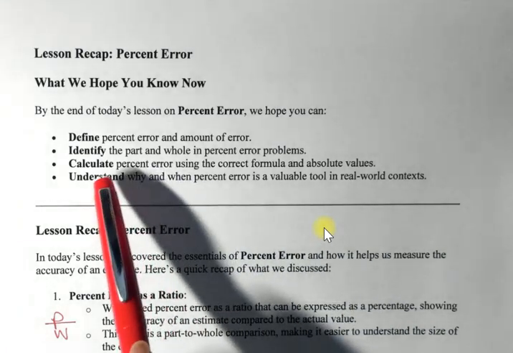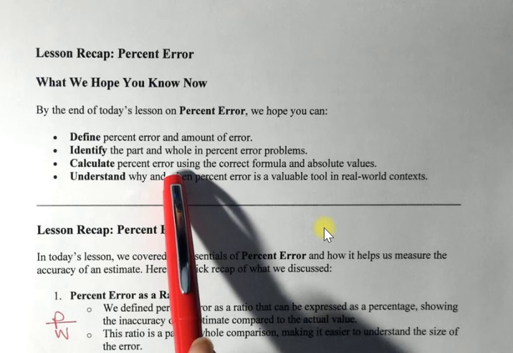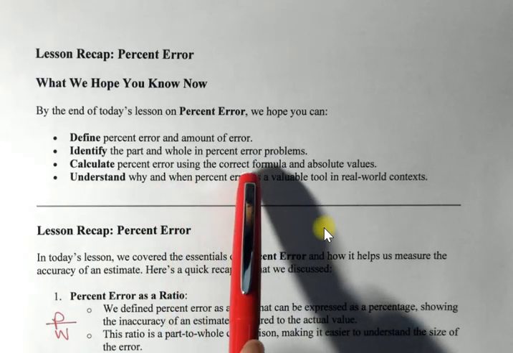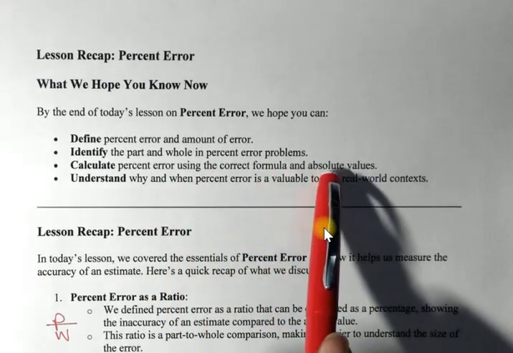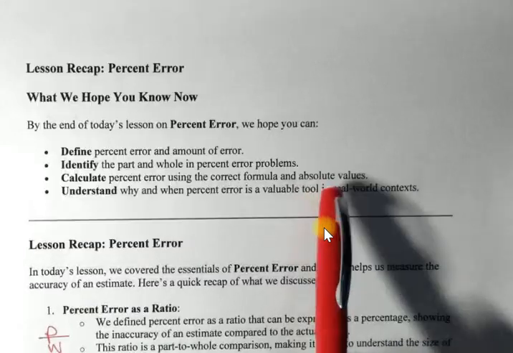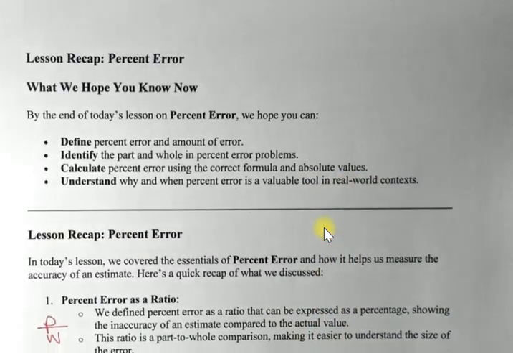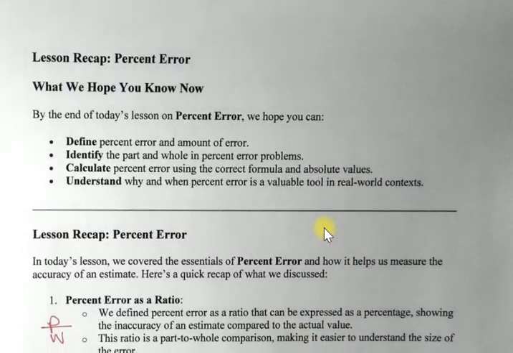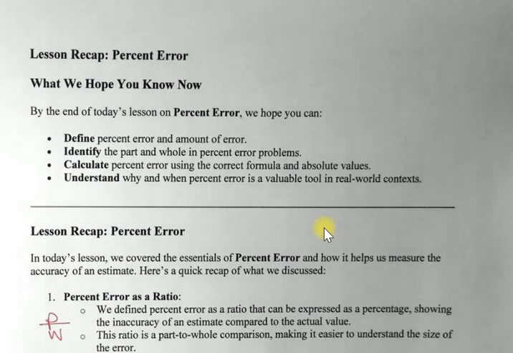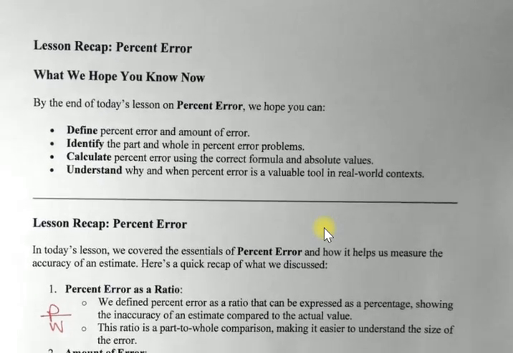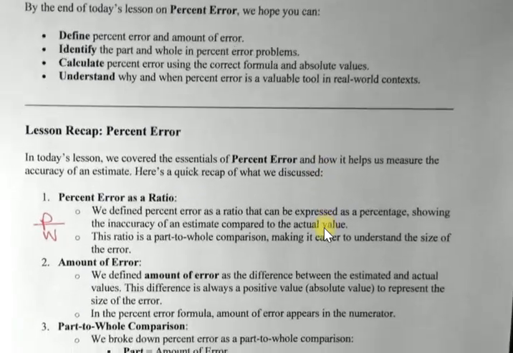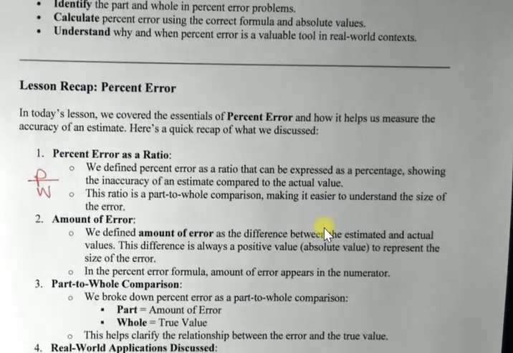You should also be able to calculate our percent error precisely. You should be able to use the right formula. And remember that we do include absolute values when we're talking about our amount of error. And then what we talked about also is some real world context when we would need to use percent error. So, in terms of percent error, we know that it's a ratio.